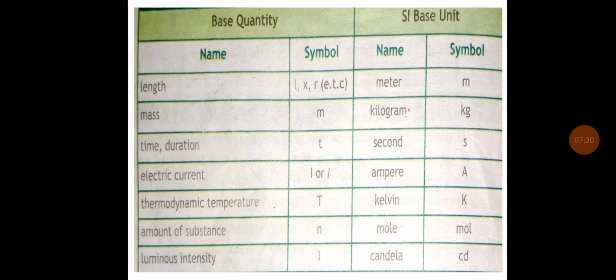Now here you can see that small t is for time and capital T is for temperature. So there is a big difference between small t and capital T. Where we write small t, it means time, and where we write capital T, it means temperature. If you write capital T instead of small t, it will be wrong.